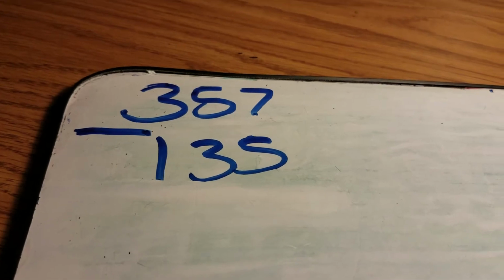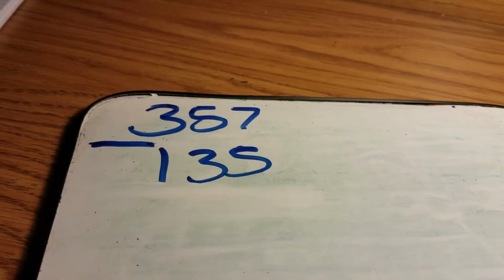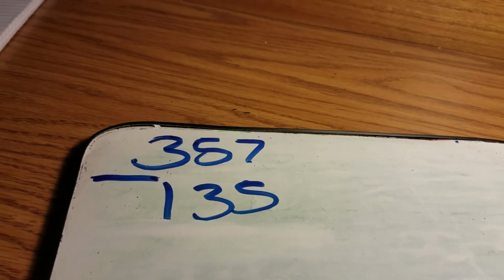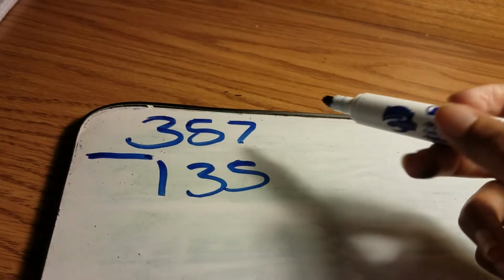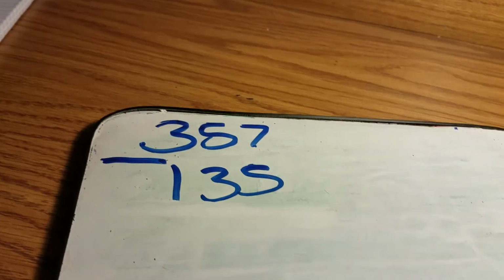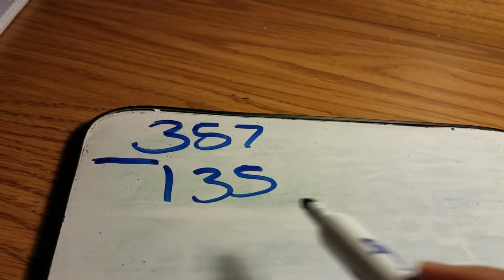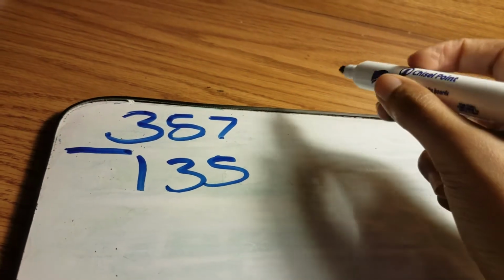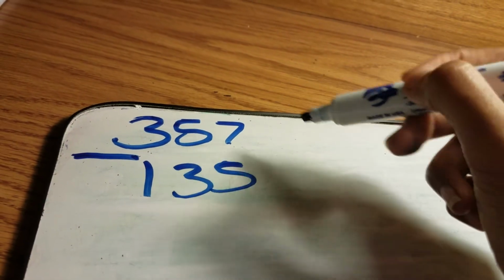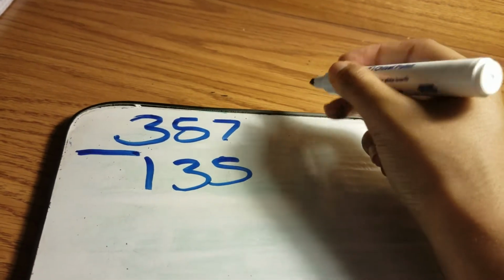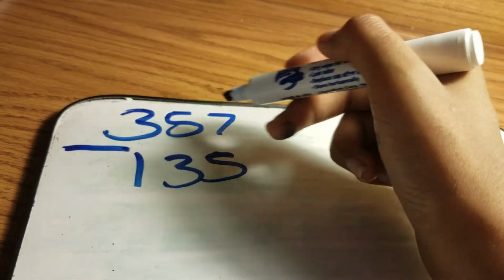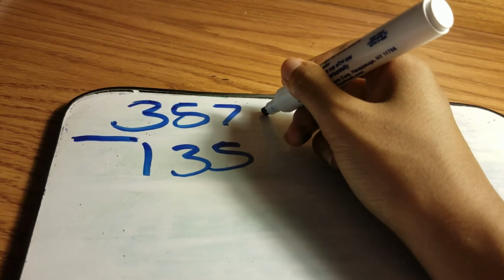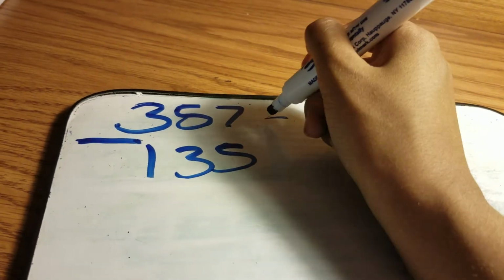In today's video, I'm going to be demonstrating subtraction using place value. So I have my example, 357 minus 135. Now we're going to be using place values, so we're going to break down each number into their appropriate place values, starting with our top number, 357. So let's put this into place value format first.